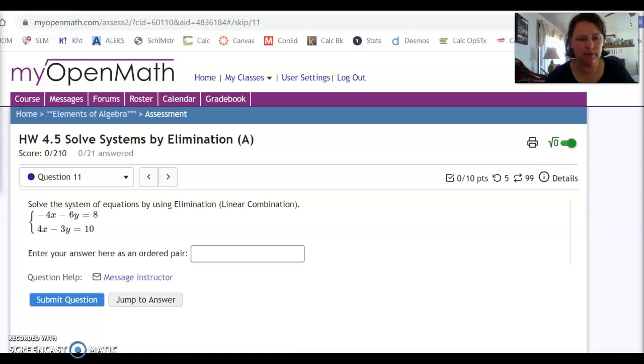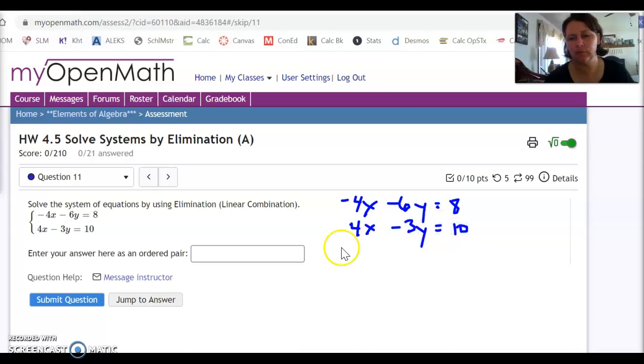Okay, number 11. Looking at this one, they're both in standard form. Exact opposites this time are going to be the x's. So rewrite, we have negative 4x minus 6y equals 8, and then 4x minus 3y equals 10. Draw a line, add them down. Our x's are going to cancel.